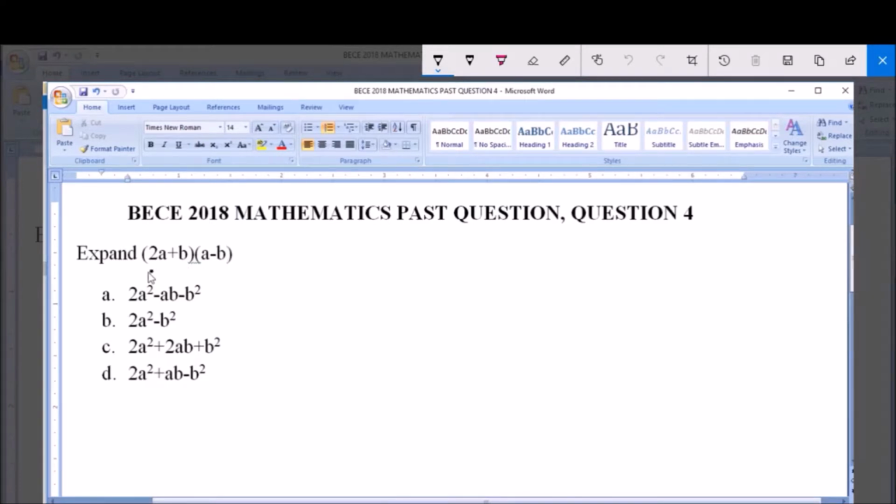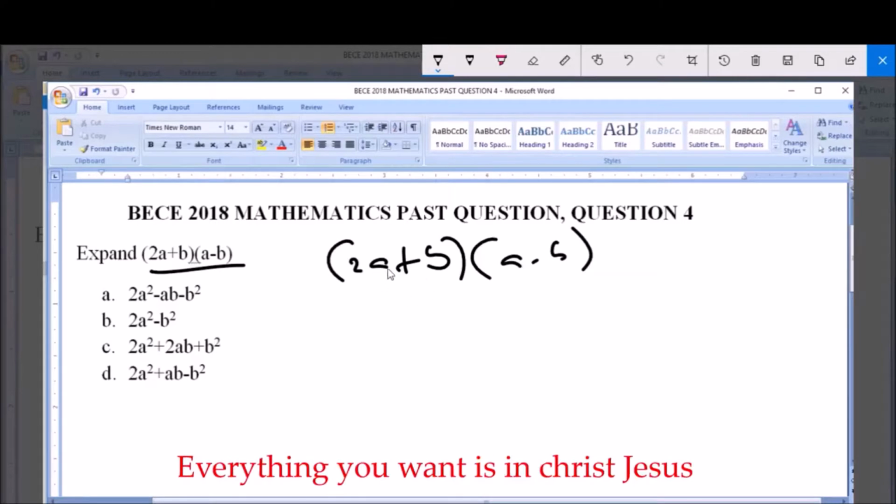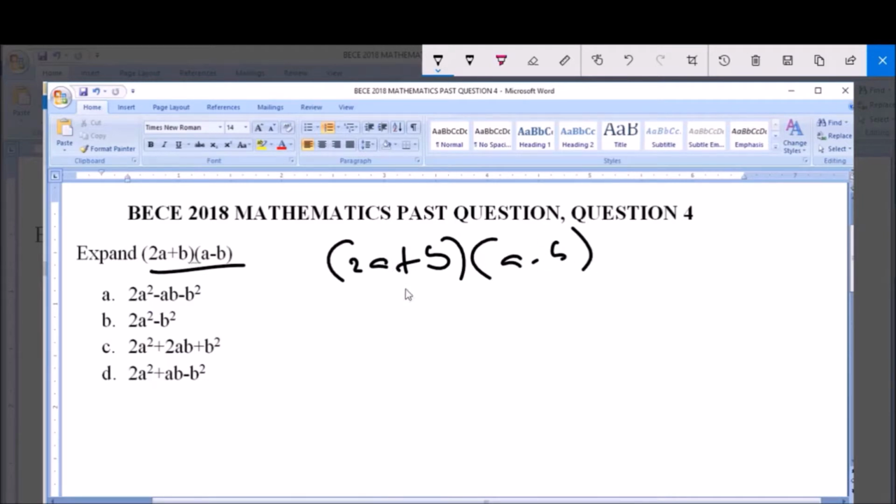So we're given this algebra and we are to expand it. Now we have (2a + b)(a - b). For us to expand this algebra, it means that we are multiplying the content of bracket A times the content of bracket B. To do this, we pick each term and multiply. By doing this, we have 2a into (a - b), then plus b into (a - b).